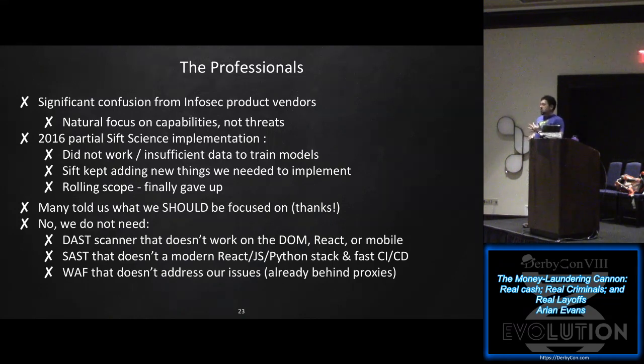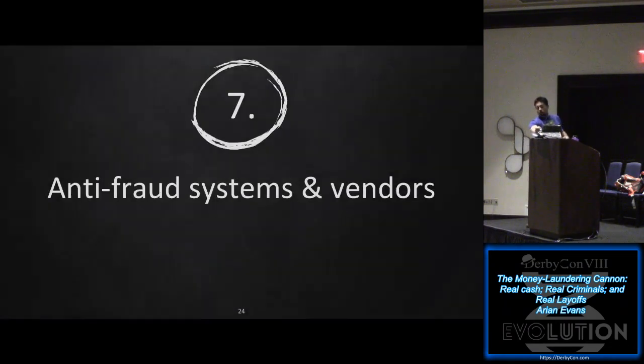Because really when you say mobile, what I mean are APIs, and modern APIs don't lend themselves to dynamic scanning. Source code scanners didn't support our stack well, and they didn't support a fast continuous release DevOps type environment. Web app firewalls, we already had everything behind proxies, so I don't need the rudimentary WAFing capabilities, and the web app firewalls themselves didn't really have the logic or context to help with the ways we were losing money. What we needed was solutions for a real threat model.